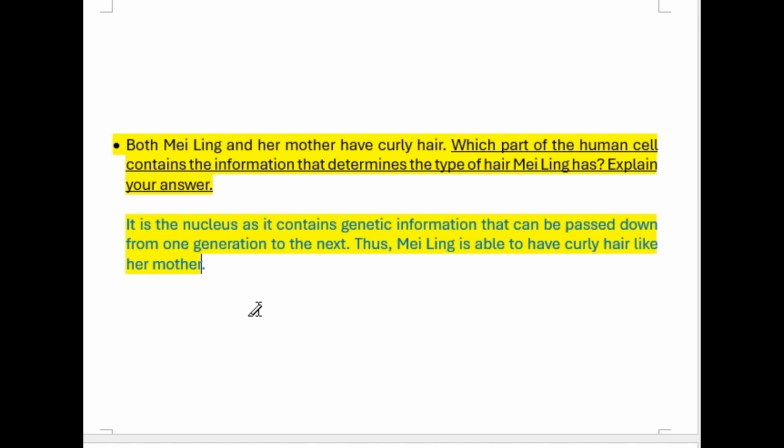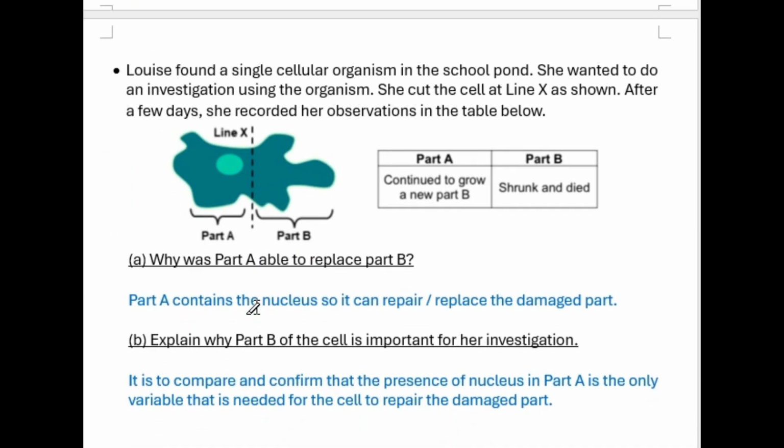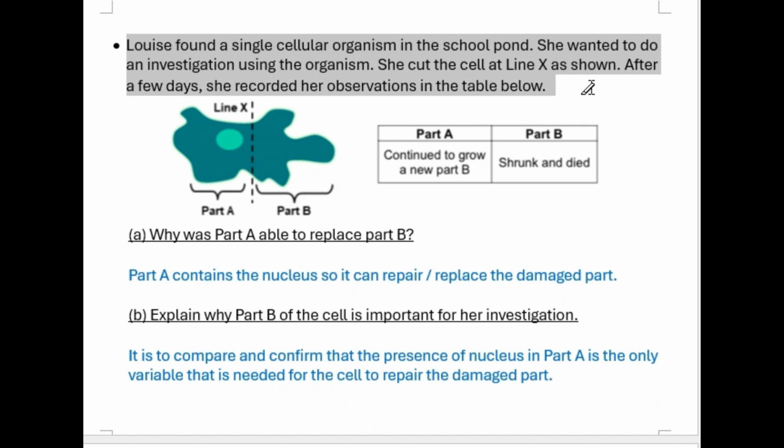Louise found a single cellular organism in the school pond. She wanted to do an investigation using the organism. She cut the cell at line X shown. After a few days, she recorded her observations in the table below.